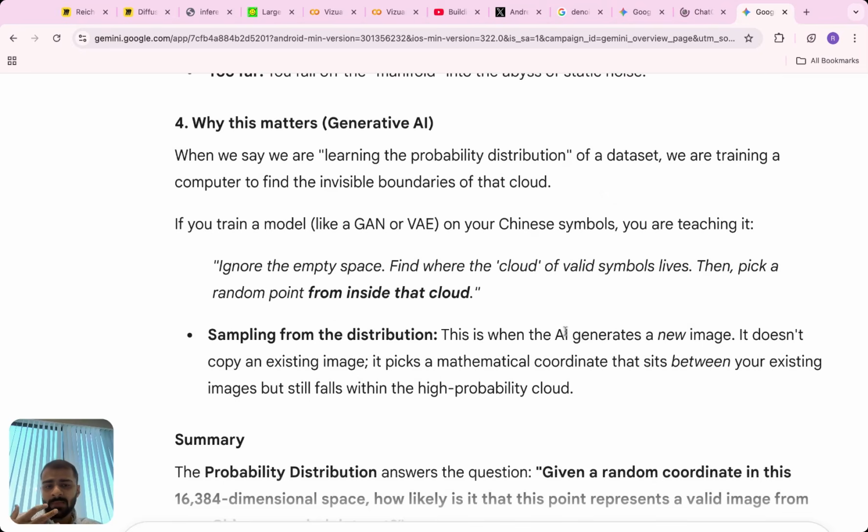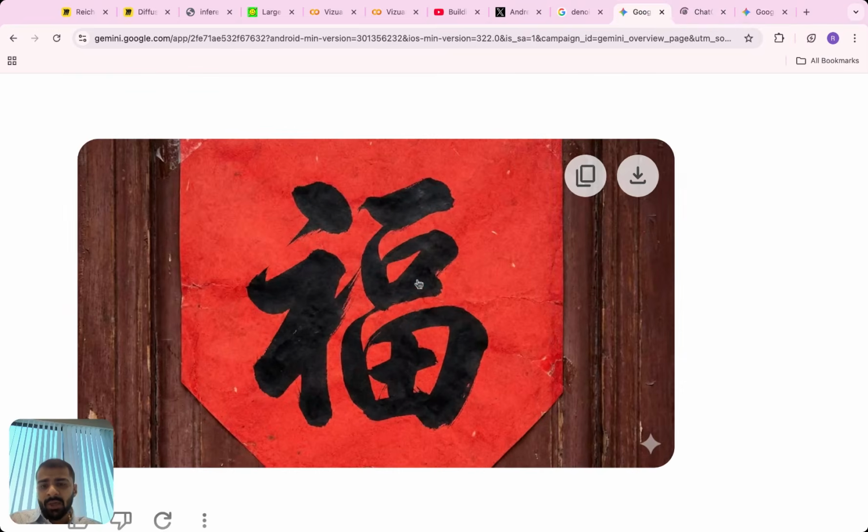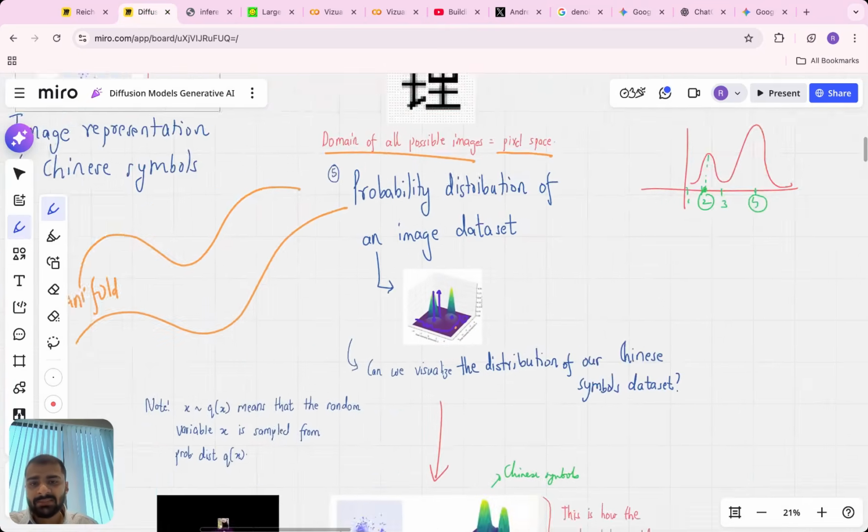When we say that the AI model generates a new image, what the AI model is actually doing is sampling from the probability distribution where the Chinese symbols live. So we are essentially finding the probability distribution of where the Chinese symbols are actually living. We are finding the true probability distribution or getting as close to it as possible, right? So let's look at generative AI from a completely different lens.